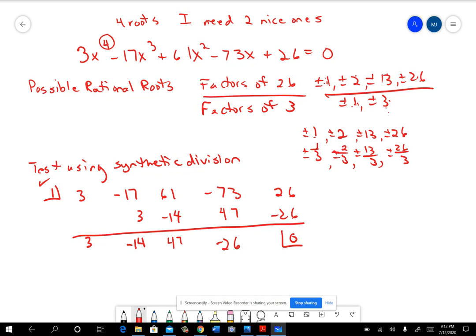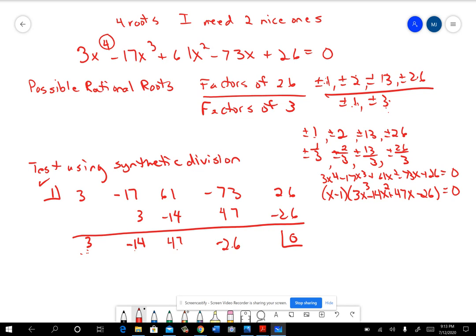Okay, but that's not enough. See how I have too many numbers down here? I don't have just A, B, and C. So far what I have is that the original polynomial can be factored into x minus 1 times 3x to the third minus 14x squared plus 47x minus 26. Okay, that's where I'm at. I started out with the 3x to the fourth part, just so you get a sense of what we're doing.